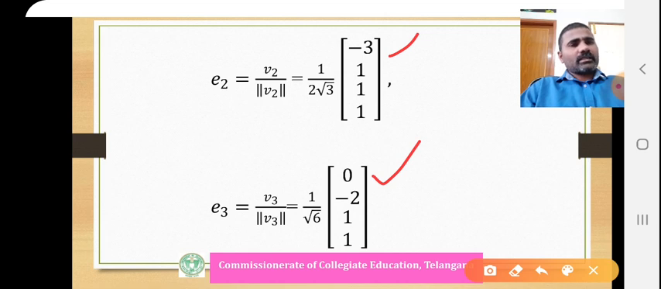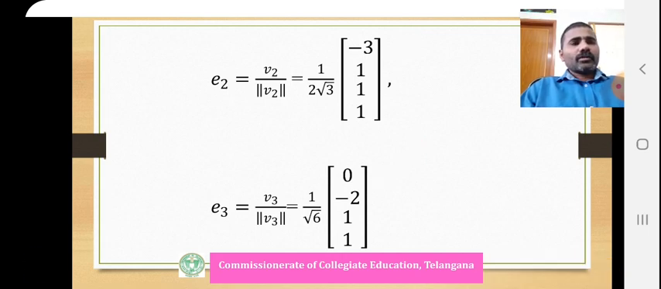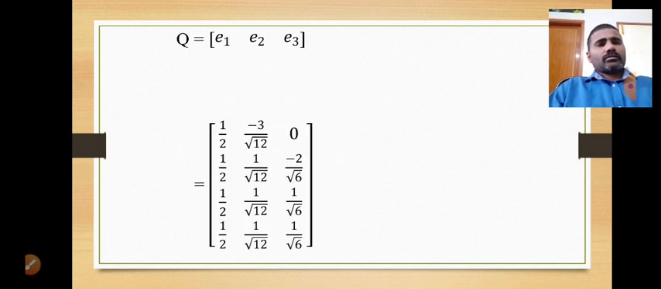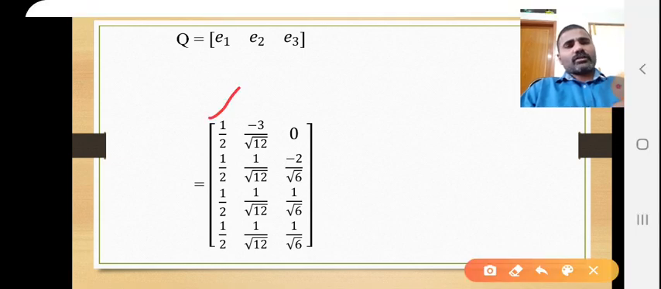Now we can construct the matrix Q as Q equals E1, E2, E3. The first vector E1 is 1 by 2, 1 by 2, 1 by 2, 1 by 2. The second vector E2 is minus 3 by root 12, 1 by root 12, 1 by root 12 and 1 by root 12. And the third one is 0, minus 2 by root 6, 1 by root 6 and 1 by root 6. This is the orthogonal matrix, Q is the orthogonal matrix.